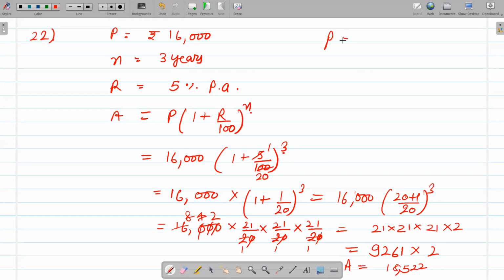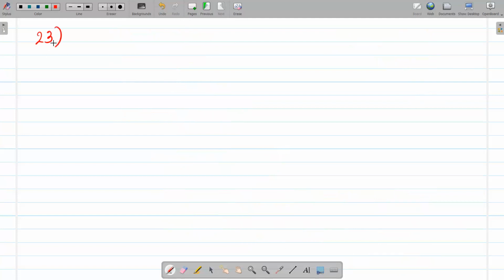And what will be the compound interest? Compound interest आपके पास आ जाएगा A minus P, means 18,522 minus 16,000, and your answer will be 2,522. So that is your question number 22. इसके बाद चलते हैं question number 23 पे.